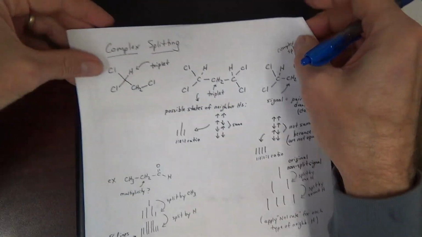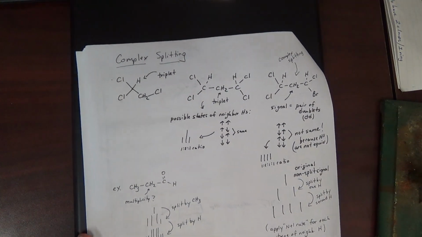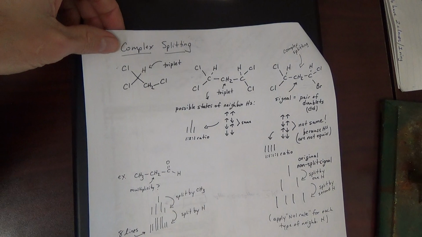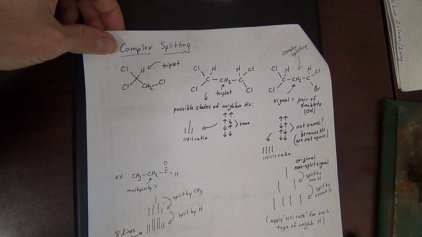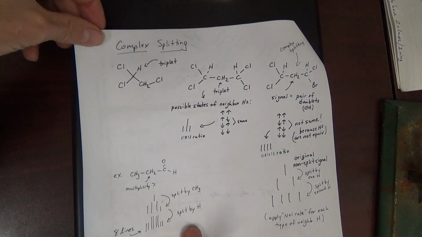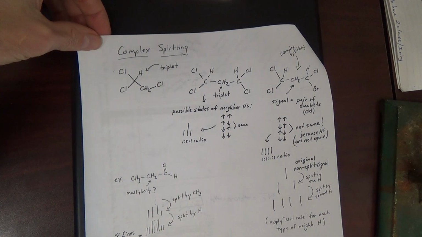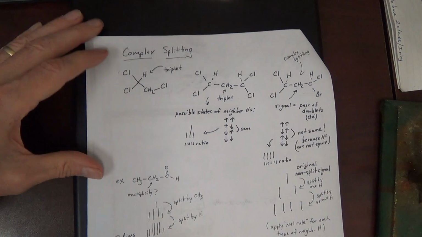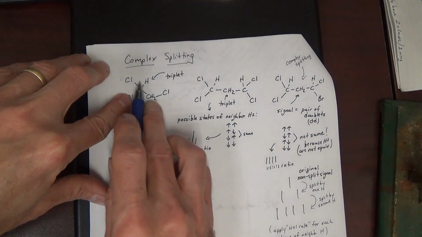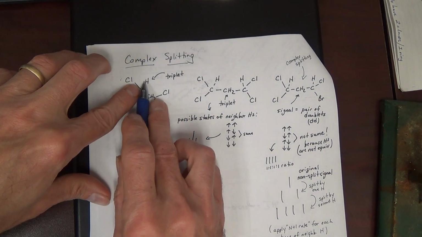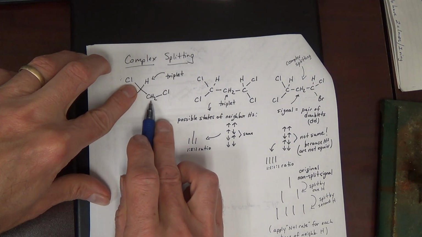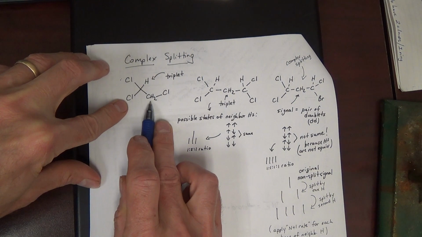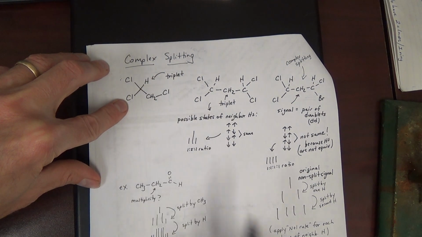All right, let's look at complex splitting. It's not really overly complex. It's just a little more involved than the simple splitting we've covered in the previous couple of pages. First, review. This is standard splitting here. This signal will be a triplet because there are two H neighbors. N plus 1 is 3. That signal would be a triplet.